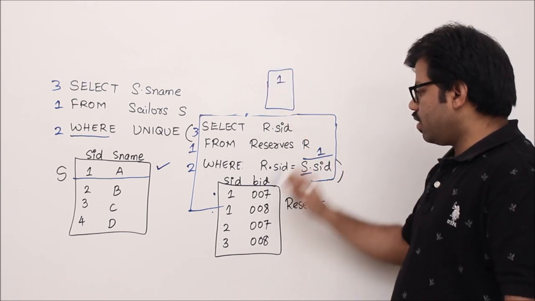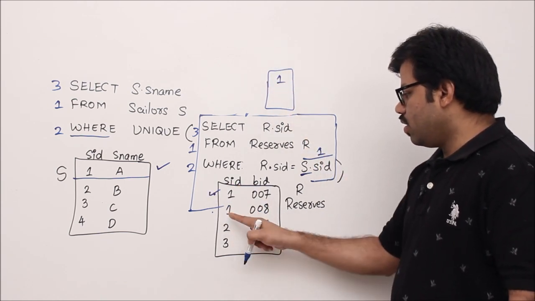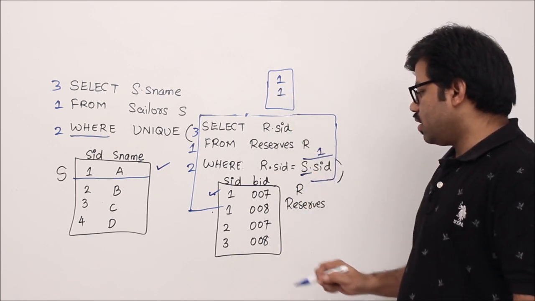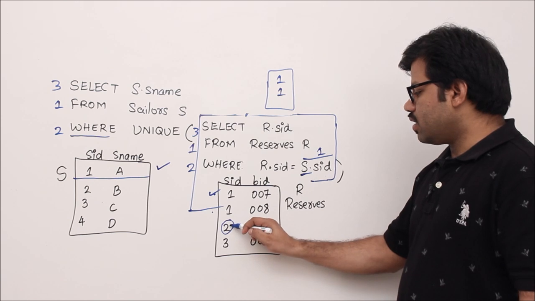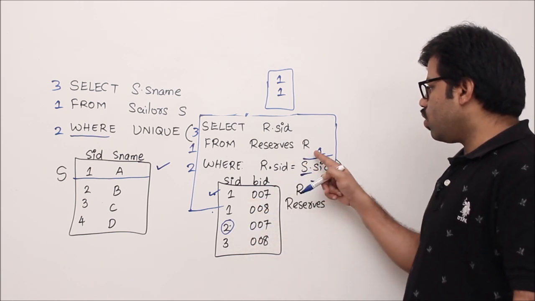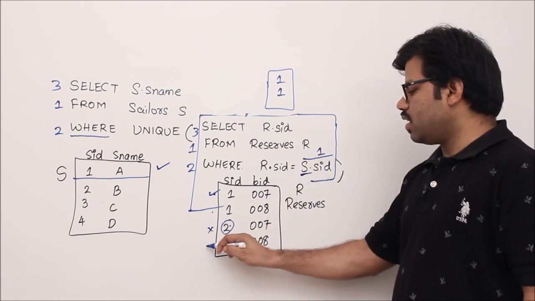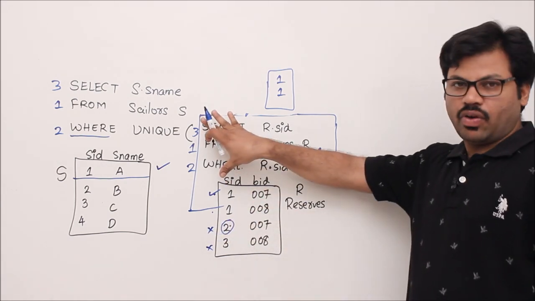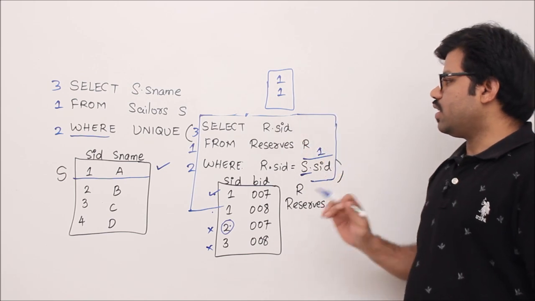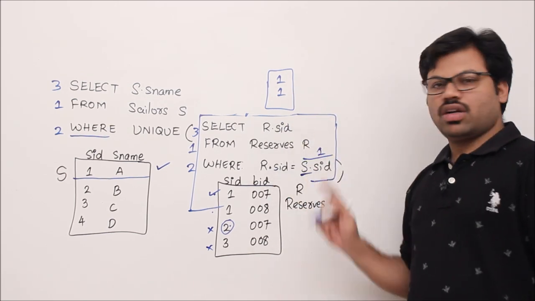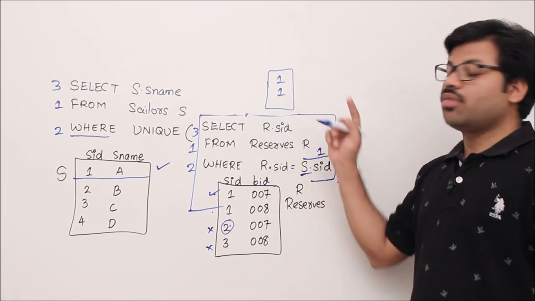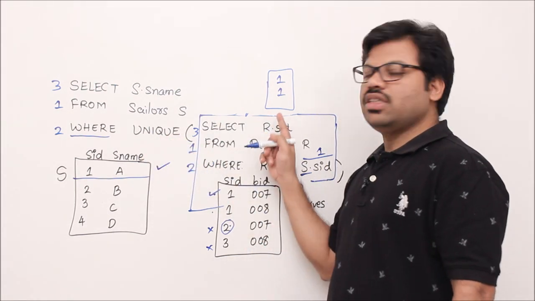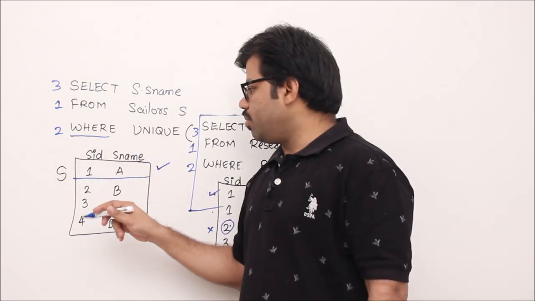1 will be printed. This is selected. Next tuple: r.sid equal to 1? Yes, so one more 1. Next, 2. Is this r.sid, which is 2, equal to 1? No. Then this tuple will be rejected. So only 2 tuples will be selected in this query. Now the question: the number of tuples you got, are they unique? No, they are more than 1. So unique of this is false, and that's why the condition will become false.